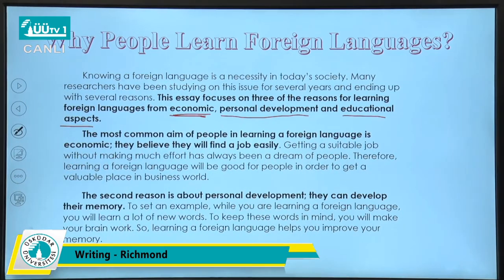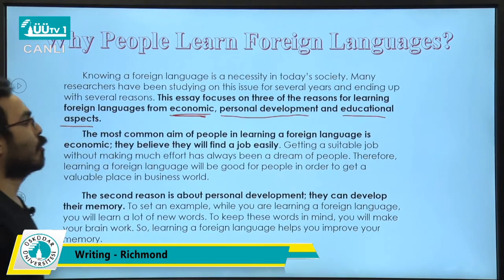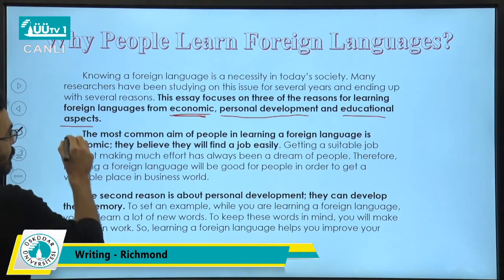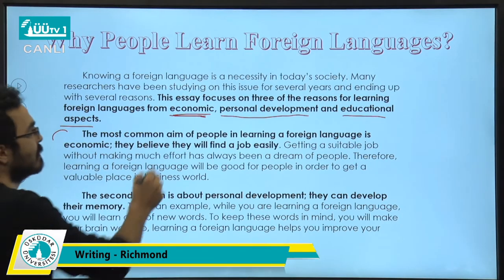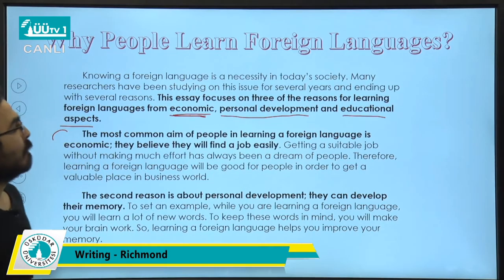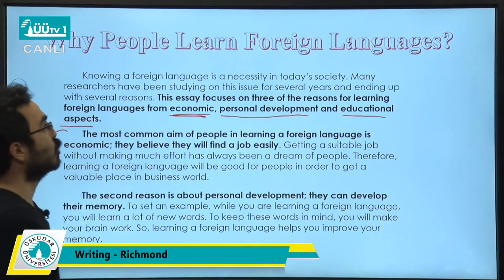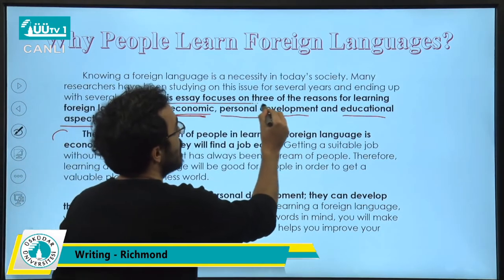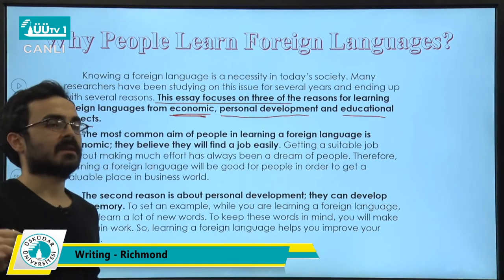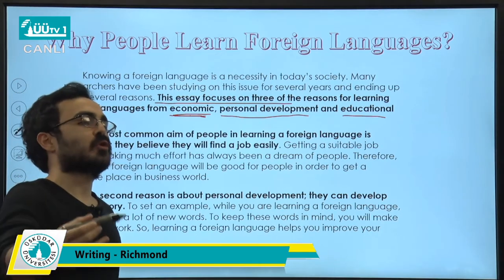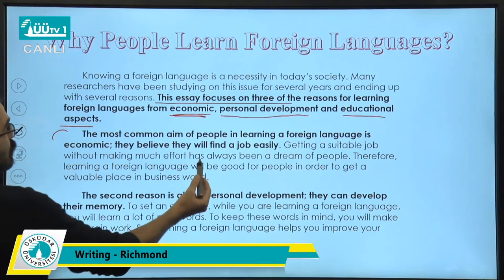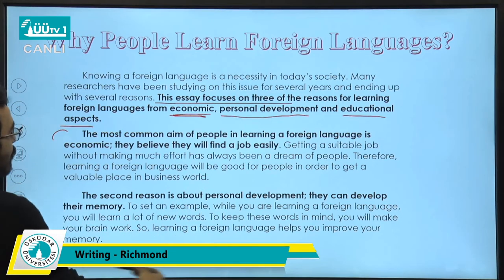The most common aim of people in learning a foreign language is economic. They believe they will find a job easily. So this is my first reason, right? These are my three reasons and my first reason here. By the way, if you use this, this is also a good way to start your essay: this essay focuses on this, in my essay, I am going to talk about this, something like that.